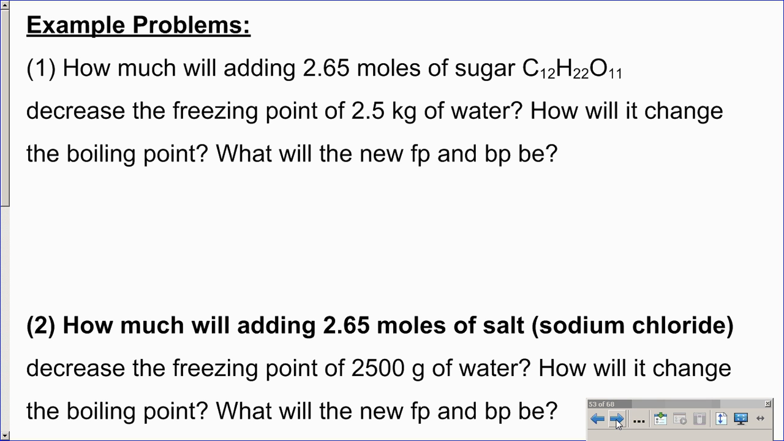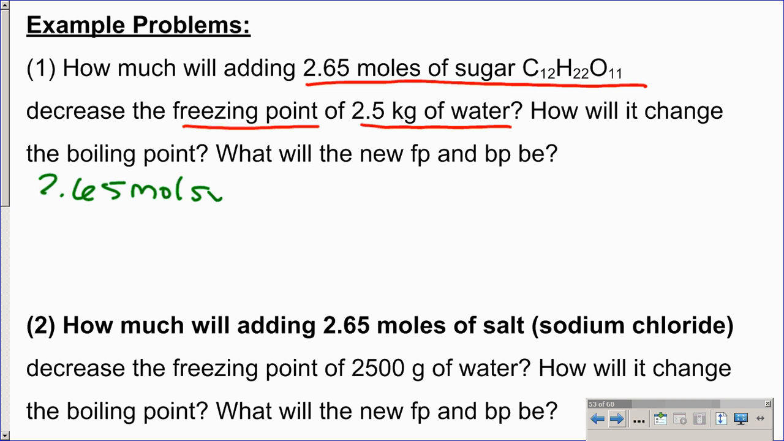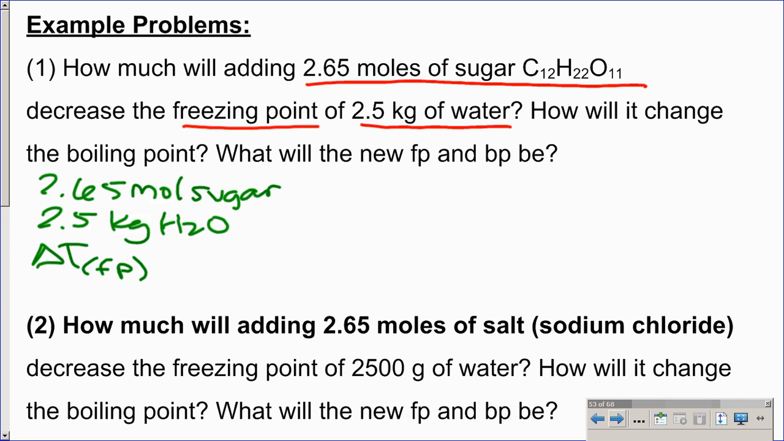How much, so I'm talking about delta T, how much will adding 2.65 moles of sugar decrease the freezing point of 2.5 kilograms of water? So that's our first question. So let's write down our givens, just like we always do. What are our givens here? 2.65 moles of sugar. Okay. 2.5 kilograms of water. And what does it say I'm looking for? Decrease in freezing point. So I'm looking for delta T, decreasing freezing point is degrees C decrease. And I'm going to put in parentheses freezing point so I remember that's what I'm dealing with here, okay?